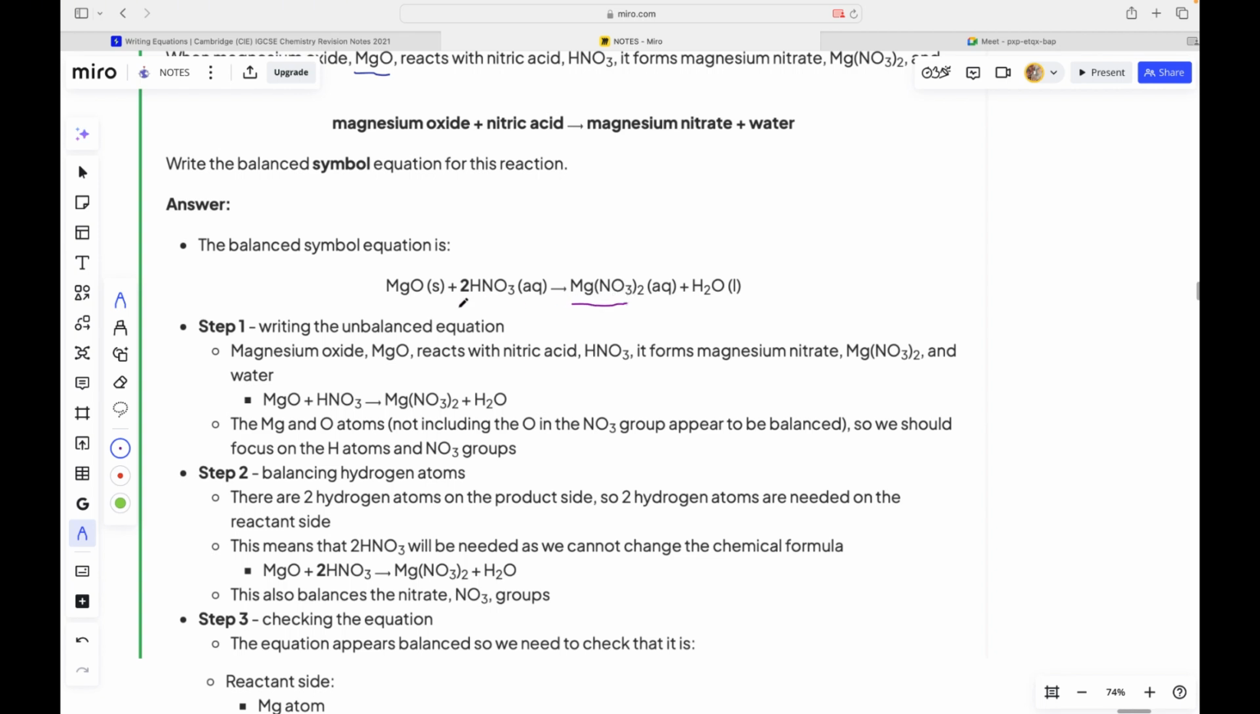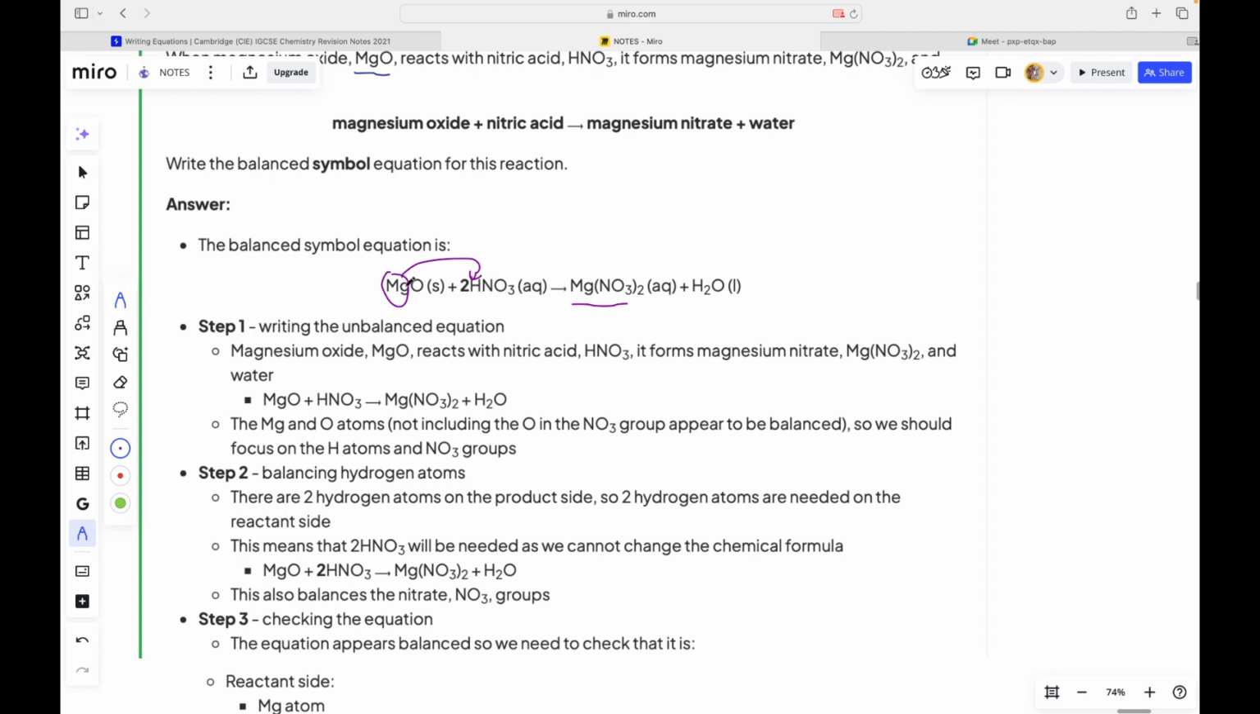Is that okay? So magnesium oxide reacts with nitric acid. We form magnesium nitrate. Magnesium is higher than hydrogen. This magnesium will displace this hydrogen from this position because it's higher in the reactivity series. So it becomes magnesium nitrate.